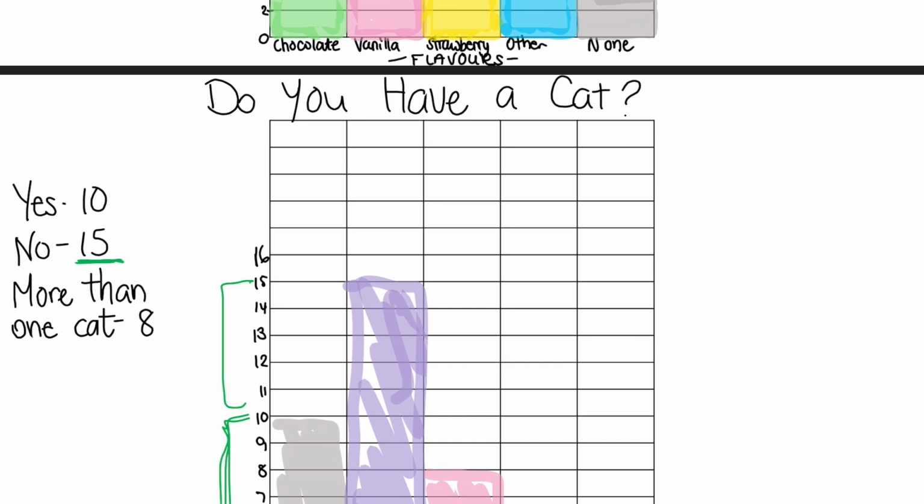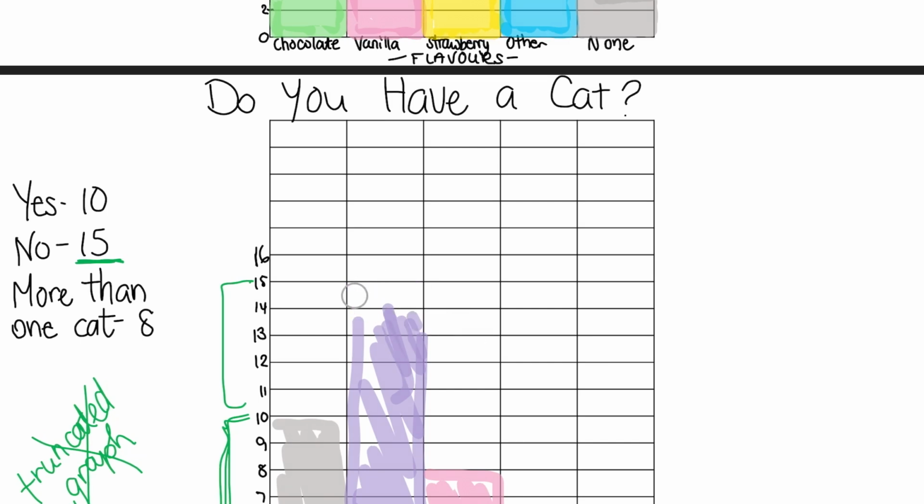The reason that it looks this big is because we didn't start with 0. We did something called truncating the graph. We made a truncated graph. That's bad. We don't want a truncated graph. We don't want to fool people into thinking that there's a bigger difference there than there actually is. So we need to start at 0 no matter what.